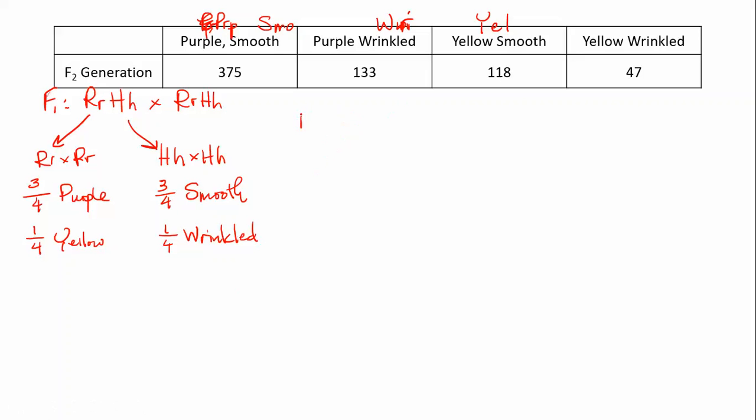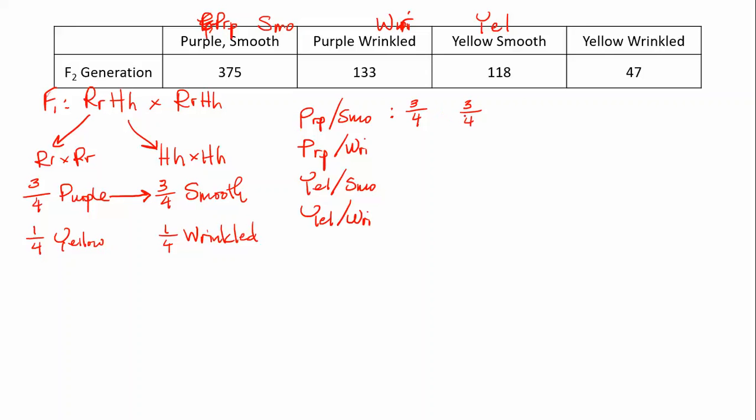We can be purple and smooth. We can be purple and wrinkled. We can be yellow and smooth. And we can be yellow and wrinkled. How are we going to figure out those probabilities? Well, it's fairly simple. If you are purple and smooth, you have to have this probability and this probability. What that means is there's a 3/4 chance of being purple, and there's a 3/4 chance of being smooth, and the chance of being both is the product of those two numbers, which is 9/16.